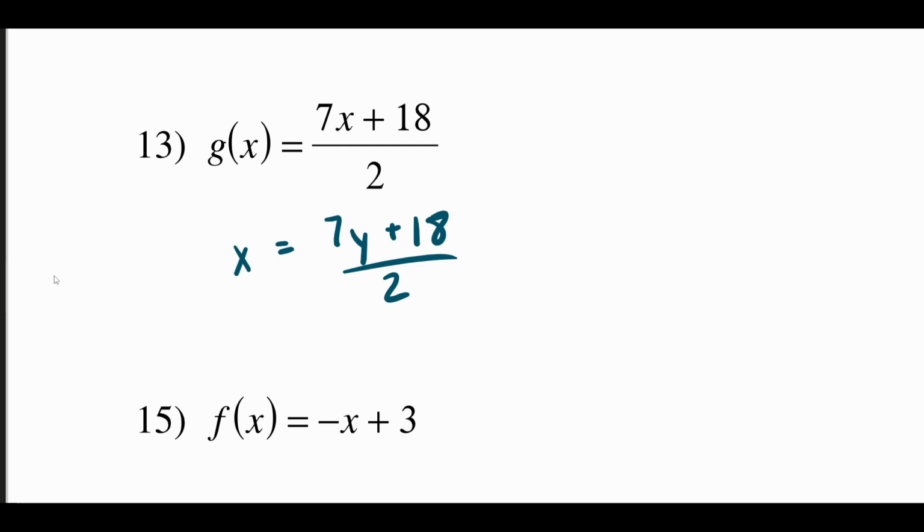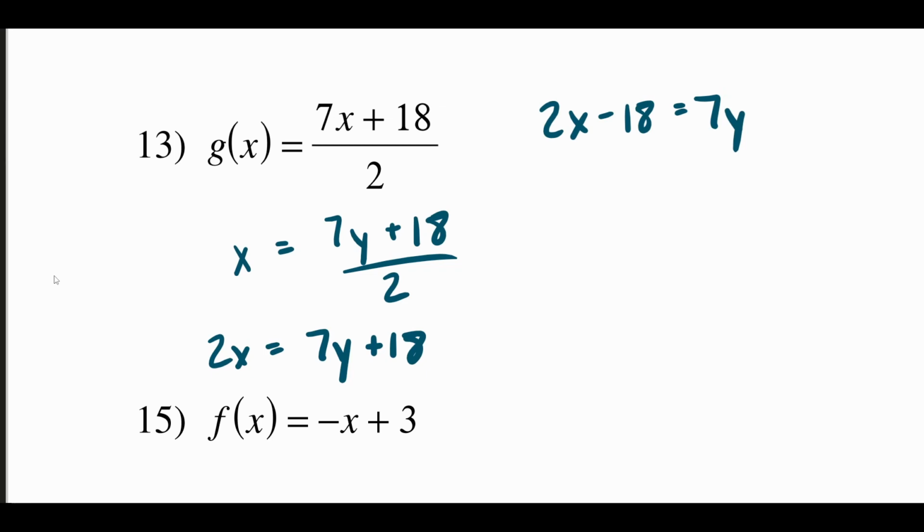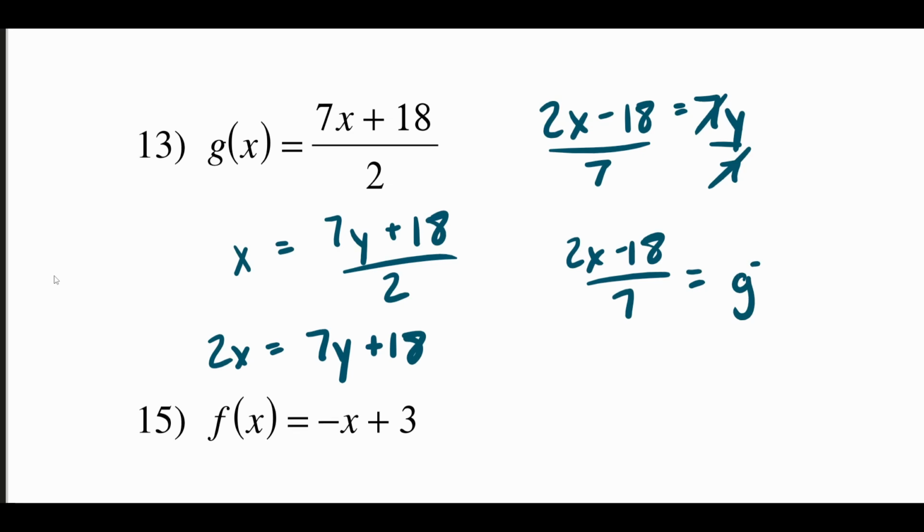So we're going to multiply both sides by 2 to get that 2x equals 7y plus 18. Then we'll subtract that 18 from both sides so that 2x minus 18 equals 7y. And then our last and final step, we just have to divide both sides by 7. So 2x minus 18 over 7 equals the inverse function of g of x.